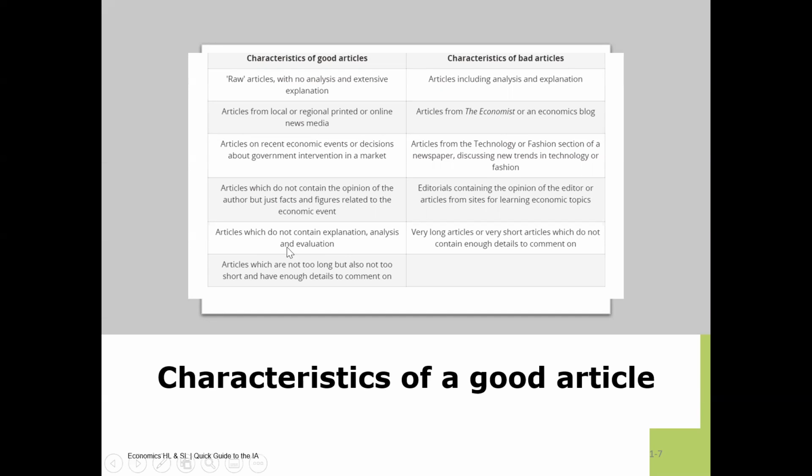Avoid explanation, avoid analysis, avoid evaluation. We'll talk a bit more. Evaluation, look at the CLASP. Analysis is basically using the economic theory to explain what's happening. So don't pick an article where they're talking about, oh, this is clearly an increase in demand, which has put downward pressure on prices.